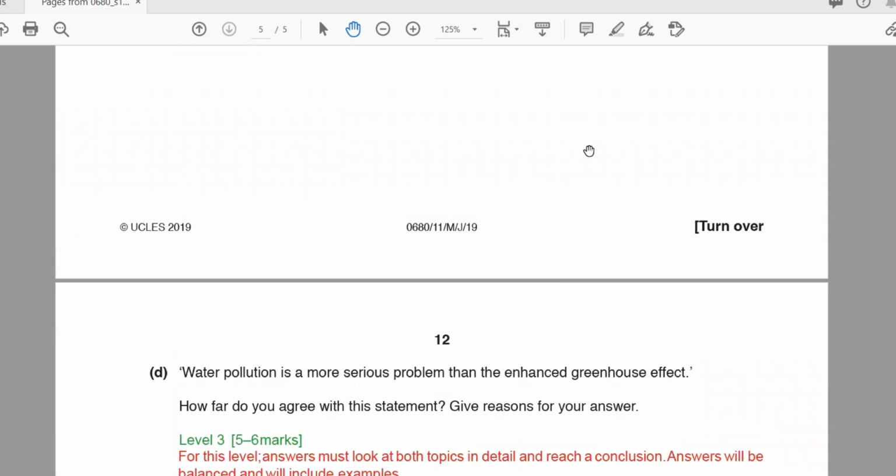For example, the problem here is water pollution, which is a serious problem. Got it? So here you will say, yes, it is a serious problem. This is your statement. You agree. Then how is it a serious problem? You will tell the problems caused by water pollution. You can name the diseases, like cholera and typhoid. You can also mention the effect on growth, for poor families.